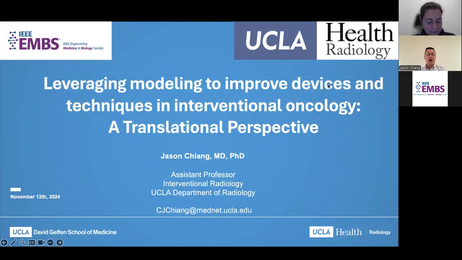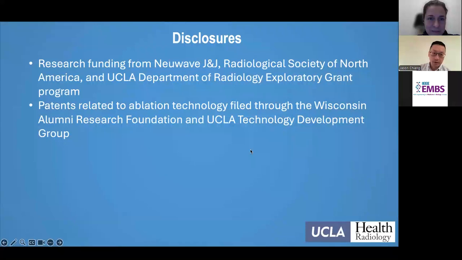So I'm going to be talking about how I use modeling and engineering to improve device development and techniques in interventional oncology. And I'm going to maybe provide a little bit of a unique perspective because of my background as a clinician. These are just my disclosures.